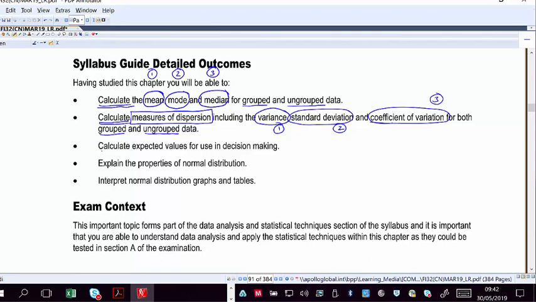The third learning outcome again focuses on calculation. We need to be able to calculate something called expected values that will be used for decision making, and we'll cover decision making in more detail later on in the course.